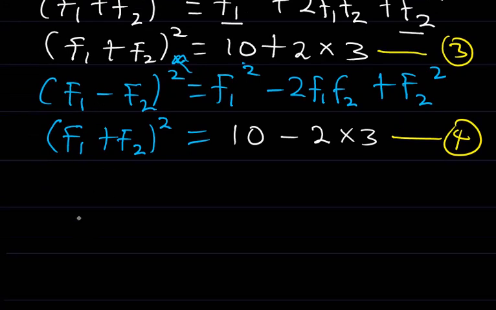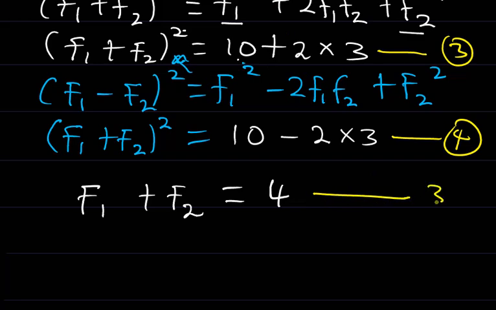So invariably, this is going to be F1 plus F2. If I square root both sides, square will cancel square root. So I'm left with F1 plus F2 is equal to the square root of 16, and of course the square root of 16 is 4. Don't forget this, still remember, equation 3.